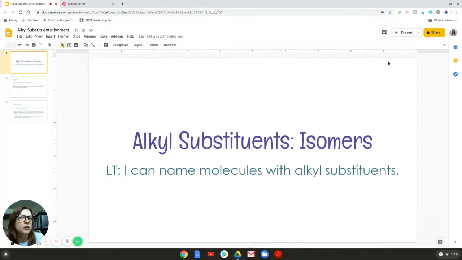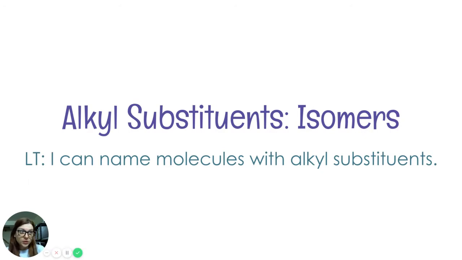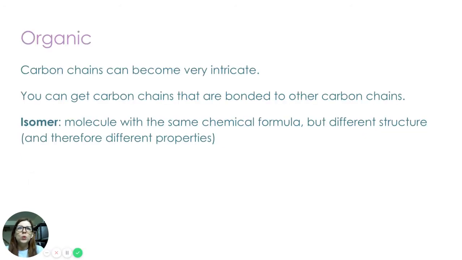Okay, today we are doing alkyl substituents, which is a fancy way of saying that we are working with isomers, which is a new term. It is all about organic molecules, and we specifically are looking at carbon chains that are bonded to other carbon chains. So if you are not an expert at naming alkanes, alkenes, and alkynes, I would go back and work on that first. If you feel moderate, okay, I think actually this could give you some really great practice.